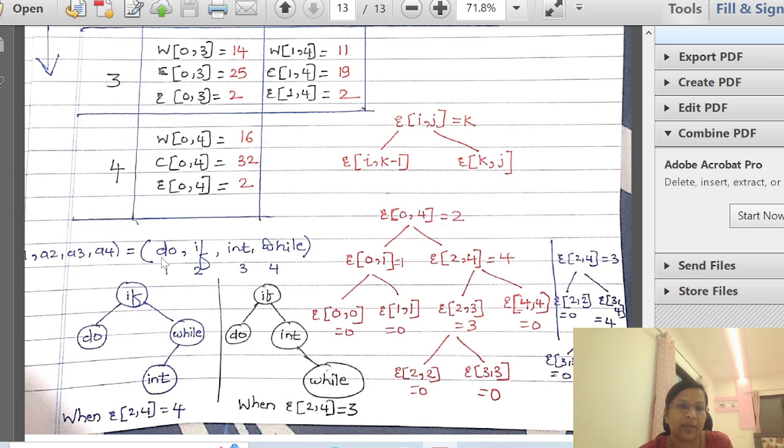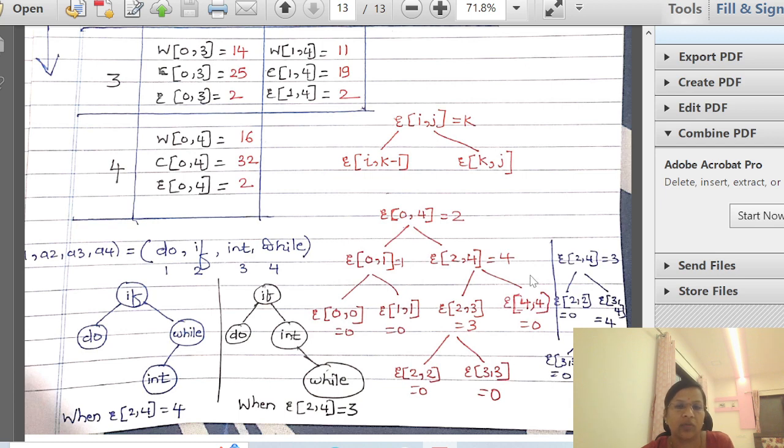The keys in the problem statement were do, if, int, and while. So this is key number 1, 2, 3, 4. Which is key number 2? If. So if will be our root. If left is key number 1, so if left will be do, we can see here. Then next is r of 2, 4 equal to 4. So key number 4. Okay.